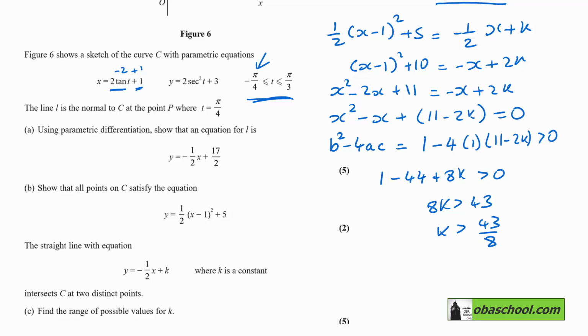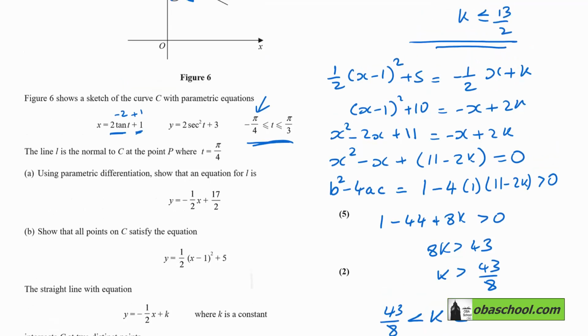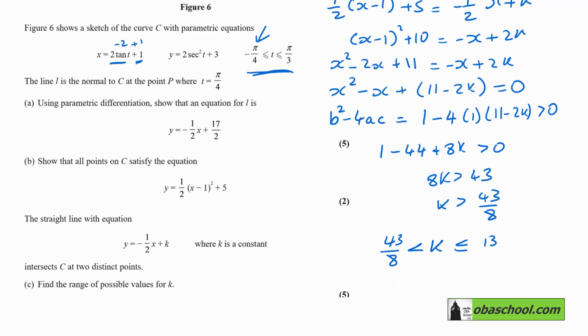So putting those together, k is going to be more than 43 on 8 and less than or equal to 13 on 2.